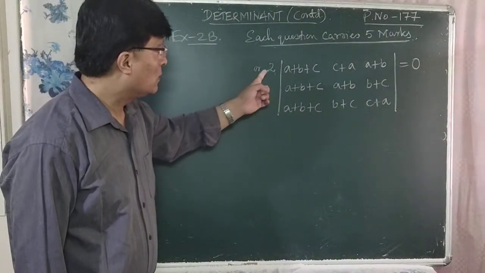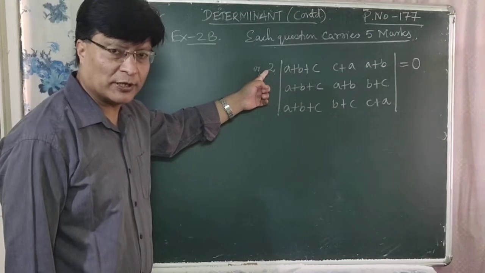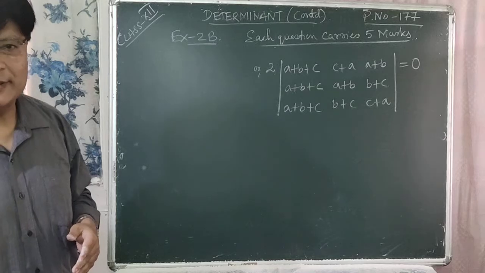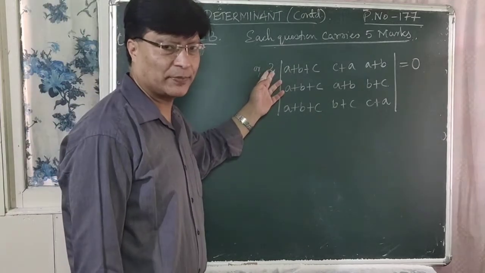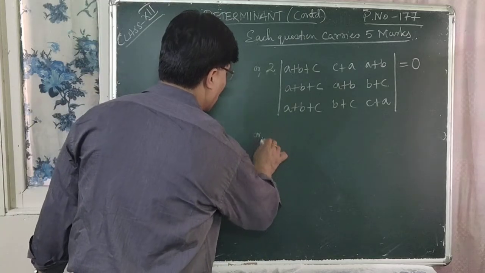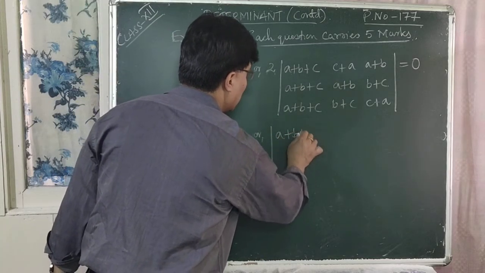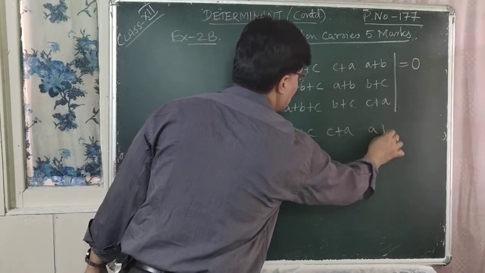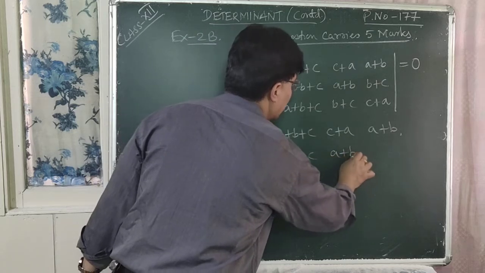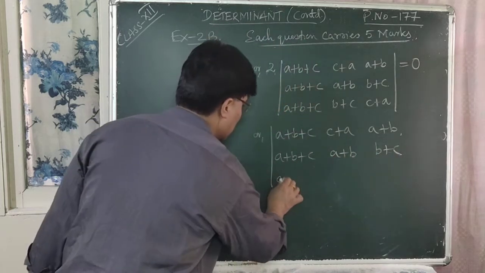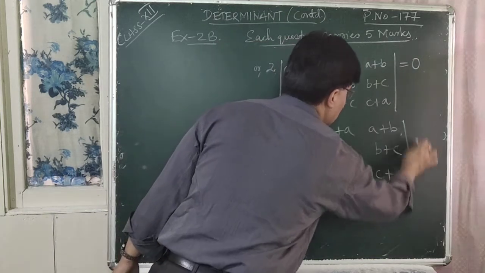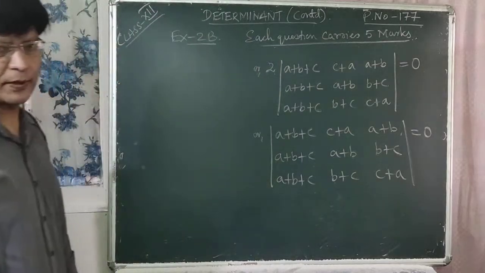Now this is 2. 2 is taken common here, isn't it? But you know that 2 is not equal to 0, so you don't have to write 2 here. Okay, because 2 is not equal to 0. So now you can write A plus B plus C, C plus A, A plus B. Next, A plus B plus C, A plus B, B plus C. And this is your A plus B plus C, B plus C, and this is C plus A, which is equal to 0.